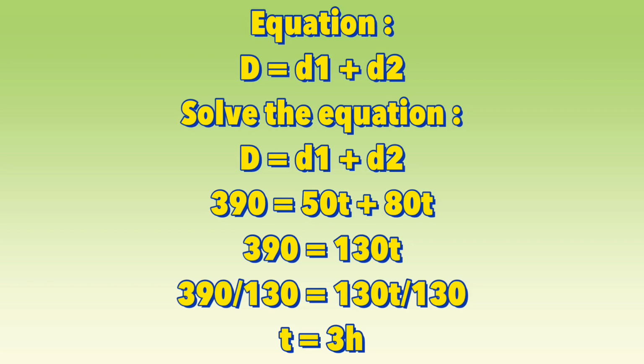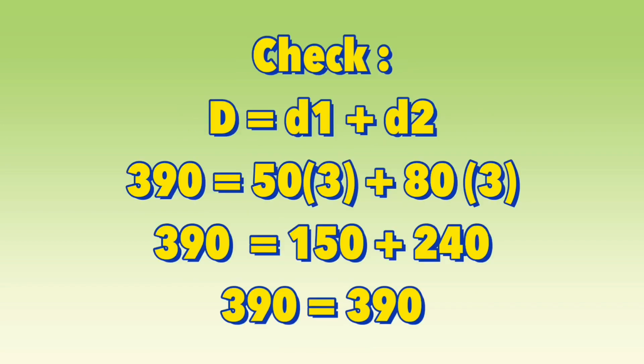We have to check. Distance is 390. Distance of the first bus is 50 times 3 plus the distance of the second bus is 80 times 3. So 50 times 3 equals 150 and 80 times 3 equals 240. So 390 equals 390. So therefore the equation is balanced. We can say that our answer is correct.